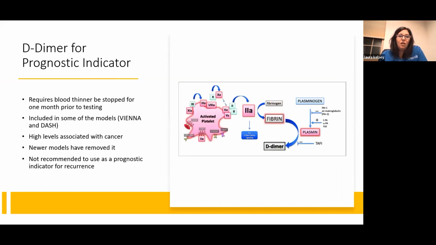It used to also be that a month after discontinuation of treatment for DVT, especially in men, it was recommended you check a D-dimer. That's no longer recommended. The D-dimer was also included in the Vienna and DASH models. The problem, as we mentioned before, is that the levels can continue to be high in certain conditions, and that doesn't necessarily mean that they have a new clot, and it's confusing how to interpret that as a prognostic indicator.